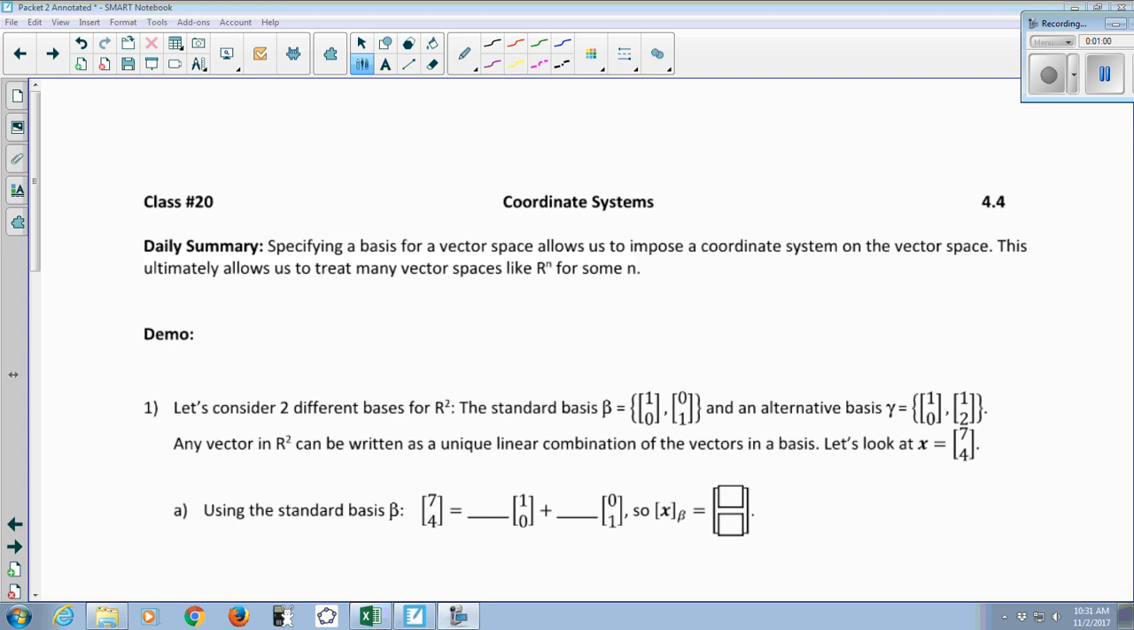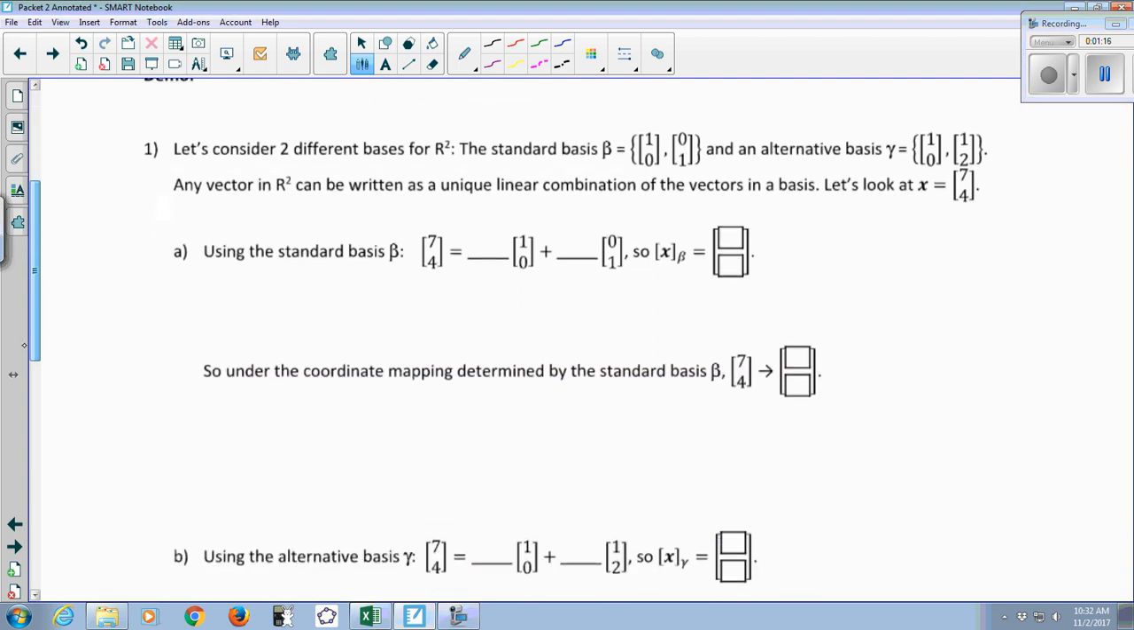But (1, 0) and (0, 1) are somewhat of an arbitrary choice. It feels natural because you use them all the time. But you can pick any basis in R2 to be your coordinate system. So for example, let's use an alternative basis, and we'll call it gamma: (1, 0), (1, 2). So any vector in R2 can be written as a unique linear combination of the vectors in the basis.